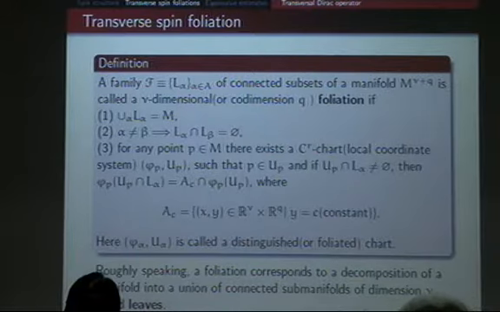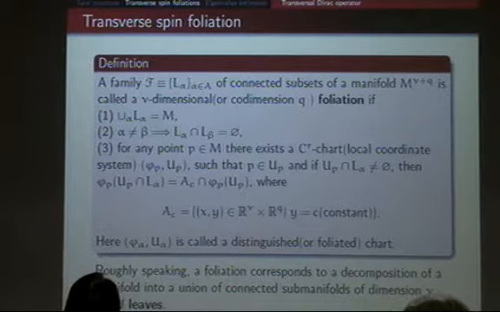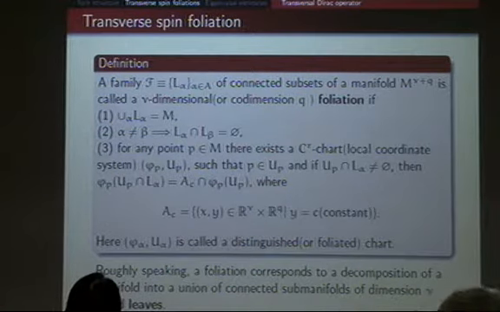So there are many results about the Dirac operators on ordinary manifolds. I am interested in the foliated case by spin structure. So I will give some definition of foliation. Roughly speaking, the foliation is a decomposition into same dimensional connected submanifolds.